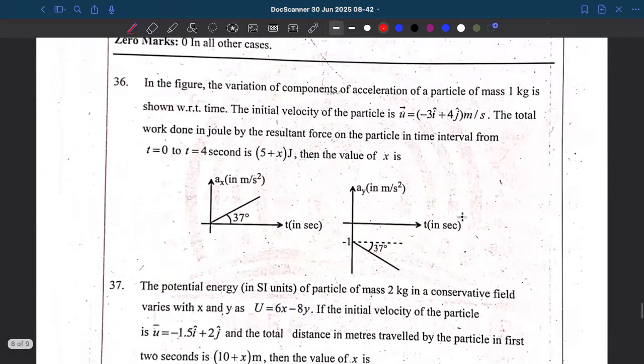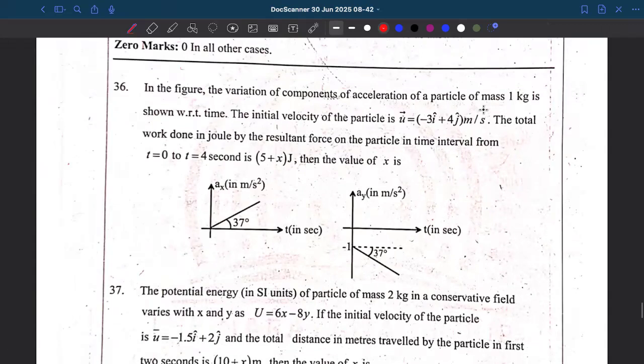In the figure, the variation of components of the acceleration of a particle of mass 1 kg is given, velocity is this much. Work done in joule by the resultant force on the particle in the given time interval. Can I ask a question? What does the area under the acceleration-time graph give? Actually, change in velocity. Now, what does the area under this graph give?